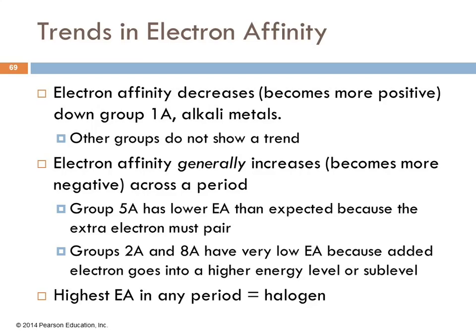Group 5 has a lower electron affinity than we expect because that extra electron has to pair up, and that's not preferable. Groups 2A and 8A have very low electron affinities because adding those electrons, they go into a higher energy. The highest one in any period is the halogen.